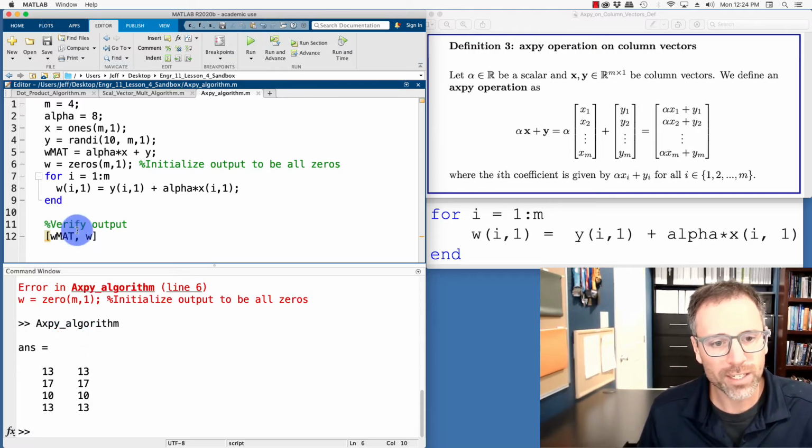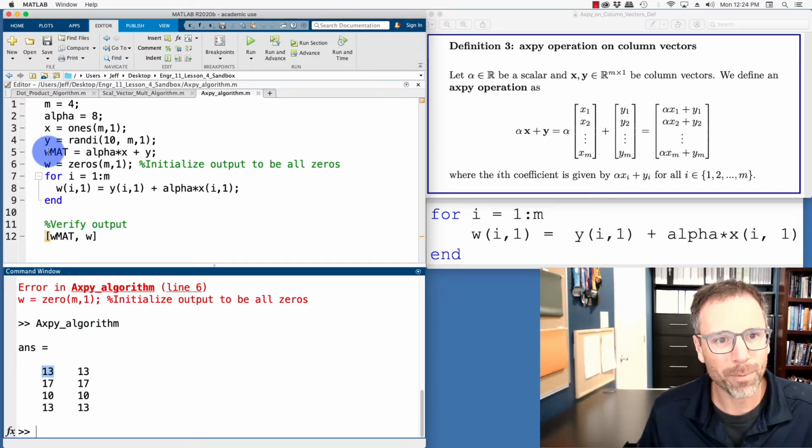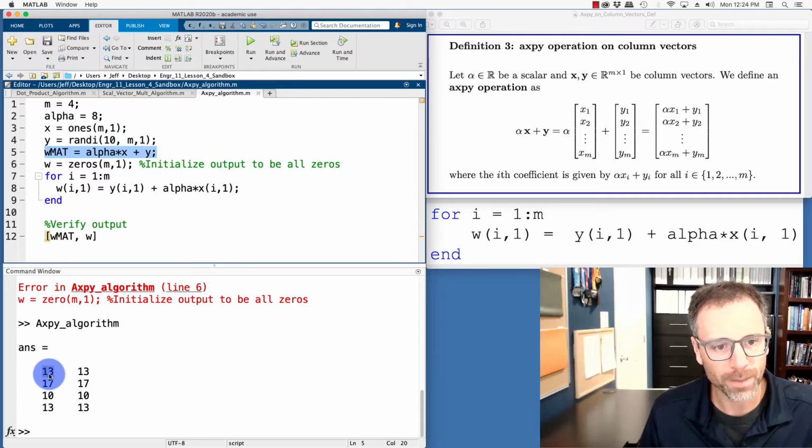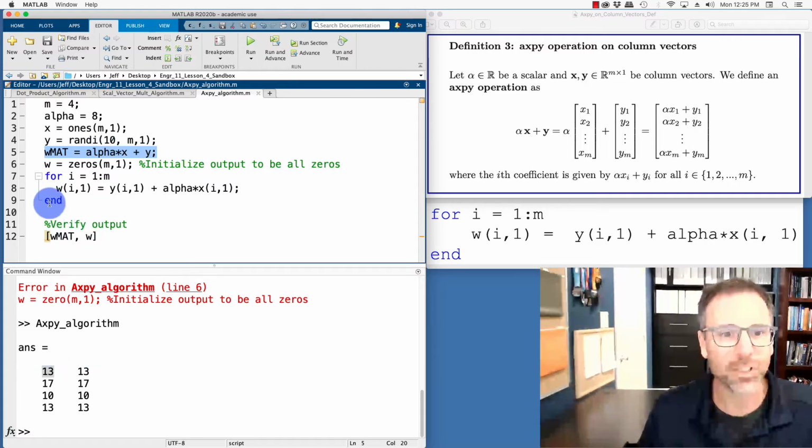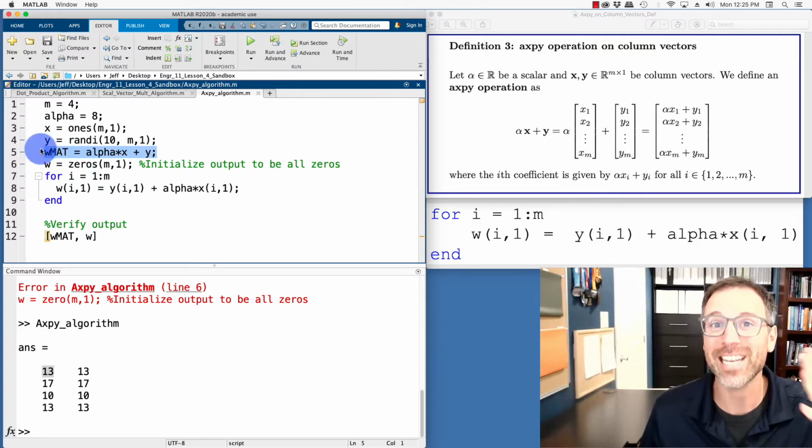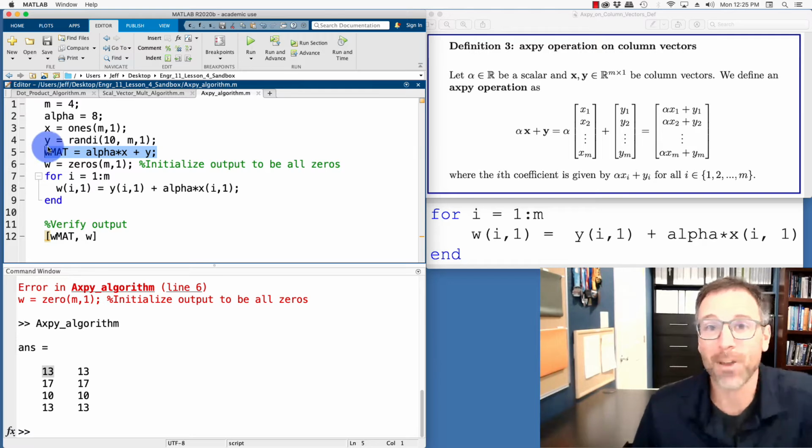So we noticed that the output that MATLAB produced via this line of code, that's that first column, is identical to the output that we produce in our for loop, and that's that second column. In other words, this algorithm actually does what we expected, and we've compared that algorithm against MATLAB's internal version of this, and they're identical.